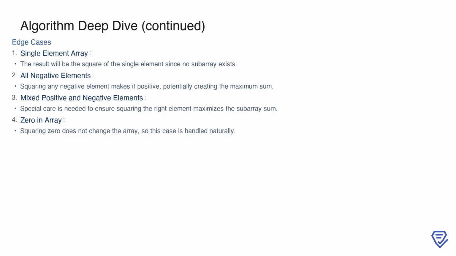For a single element array, the result will simply be the square of that one element since there are no other subarray sums to compare. When all elements in the array are negative, squaring any element will turn it positive, potentially yielding the maximum sum.